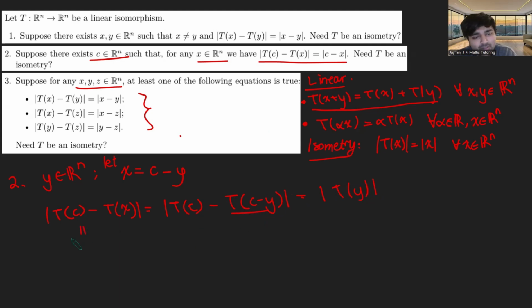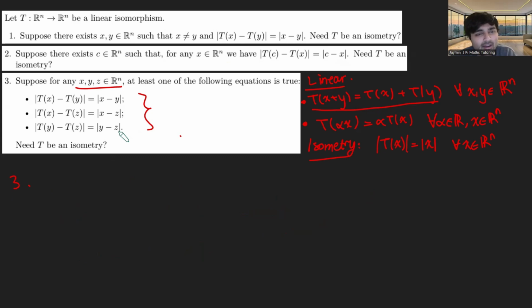Okay, cool. But we know that this thing here, according to the assumption, is equal to the distance between c and x, which is going to be c minus y. And again, if you simplify that, you get y. And so therefore, those two things are indeed the same. And here, y was an arbitrary point in R to the n. There was nothing special about it. So if it's true for an arbitrary point, it's true for all points in R to the n. And so T is an isometry.